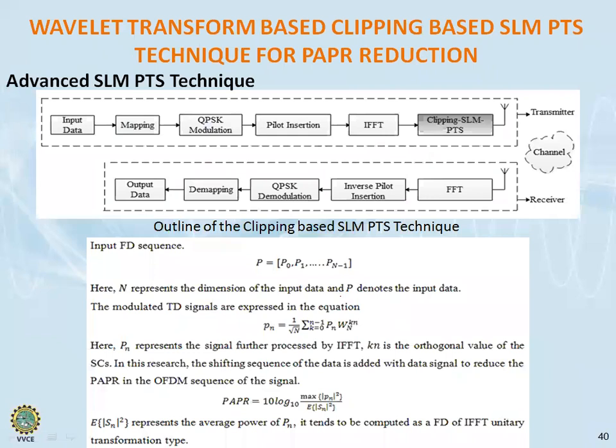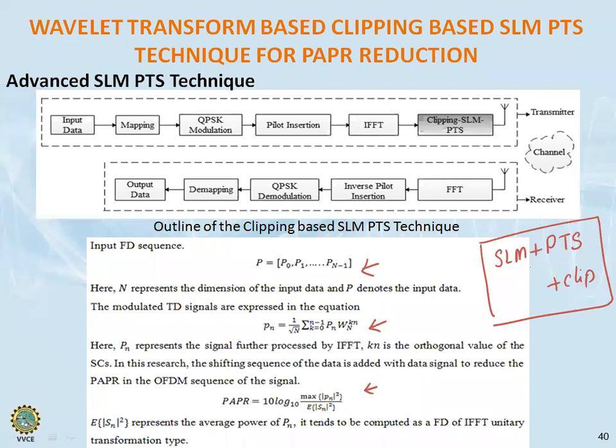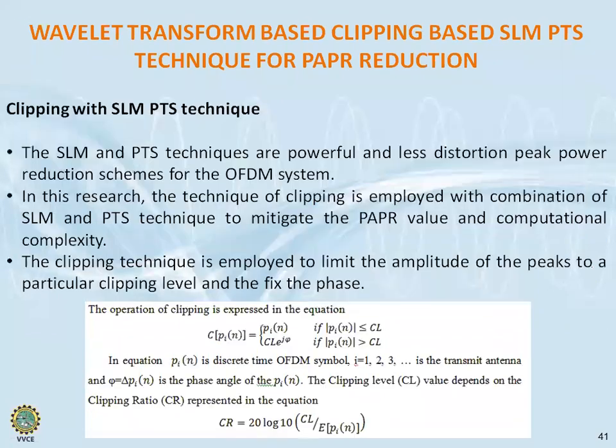Now, this is the mathematical modeling. We need to go for mathematical modeling of SLM, that is selective mapping, along with partial transmission sequencing and clipping. Therefore, we are going to combine all these techniques. Partial transmission sequence is a different technique, clipping is a different technique, and selective mapping is a different technique, and we are going to combine all three. Therefore, we are able to minimize the power dissipation. Clipping is one of the techniques used in the wavelet transformation approach. This is the describing function for the clipping technique. This is the representation in terms of decibels, and this is the equation for the clipping. It's a very simple technique.